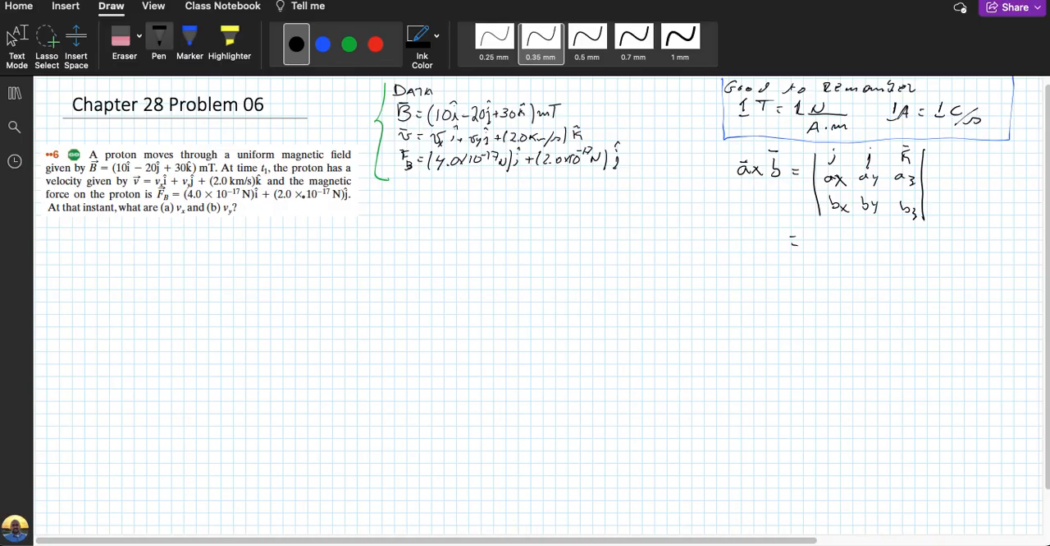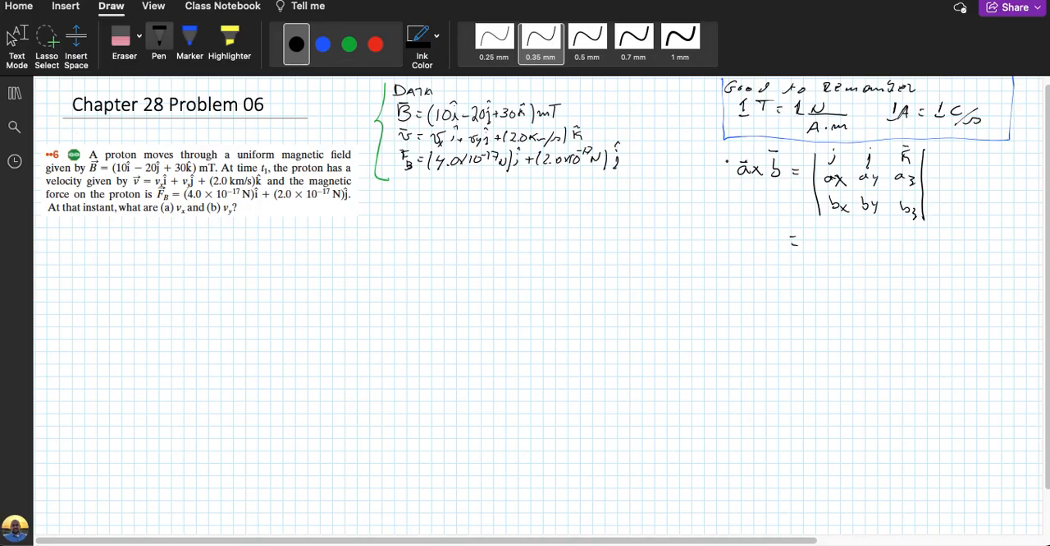And the magnetic force on the proton is Fp, and we just have the x and y components of this vector. That means the z component doesn't exist, or you can consider it 0. So the question is, at that instant, what are Vx and Vy?